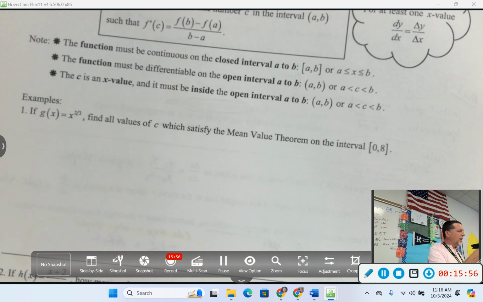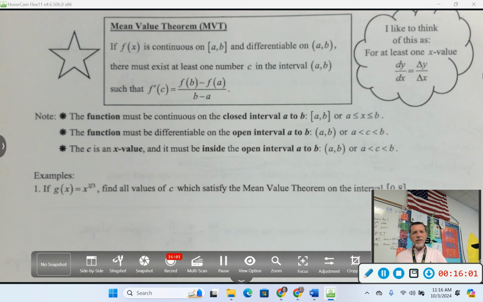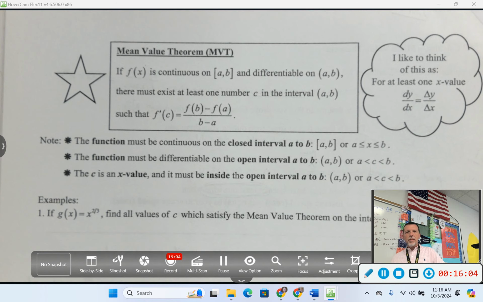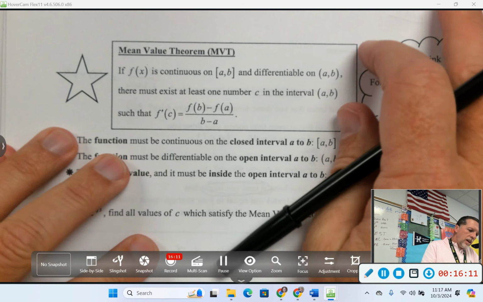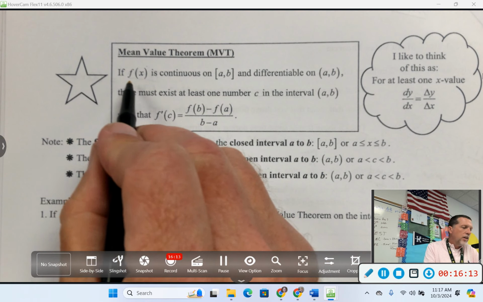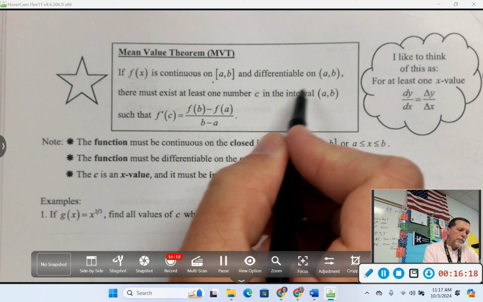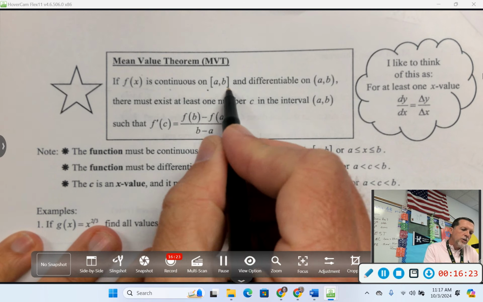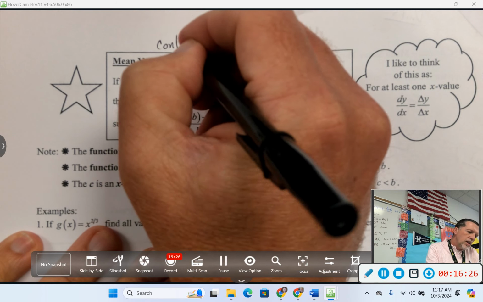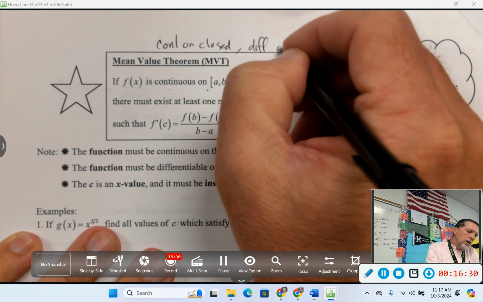Okay, we've been looking at the conclusion of MVT. We need to look at, not the circumstances, but the conditions. Like when will it work versus when would it not work. And here's when it would work. If f of x is continuous and differentiable, then this will work. So it must be continuous on the closed interval, continuous on closed, differentiable on open.